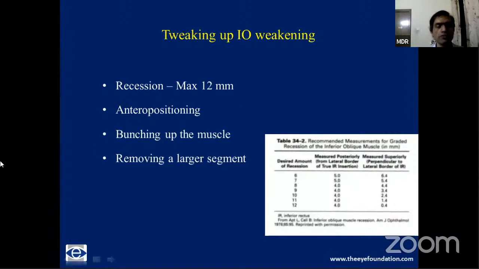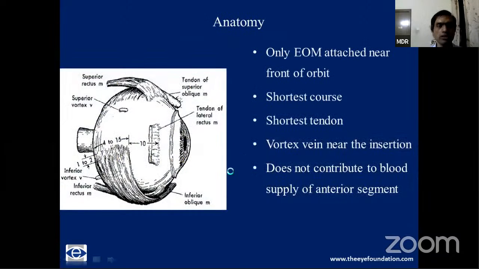If you want for 4+ overaction, you could add a little anteroposition. You can also do a nasal transposition. You could bunch up the muscle. If you remove a segment of the inferior oblique, then you are effectively weakening the inferior oblique because the inferior oblique doesn't have a tendon. This is the Apt and Call grading of recession that I've taken from Rosenbaum's book.